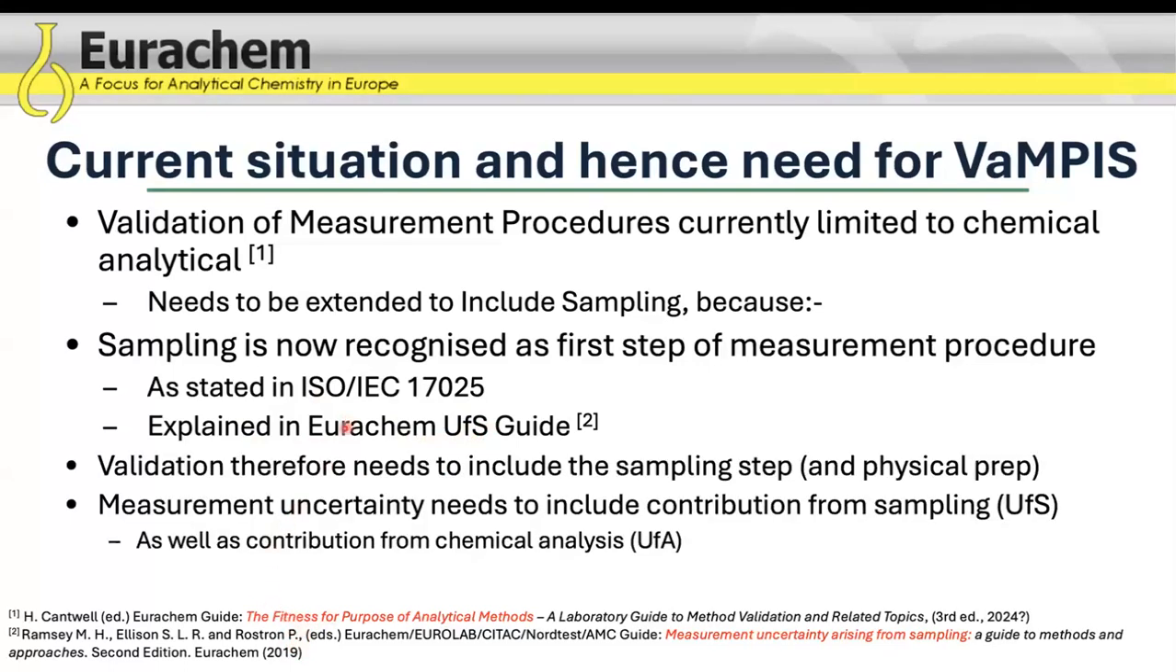So because of that, the validation needs to be extended to include the sampling procedure and some of the physical sample preparations that can happen between the sampling and the lab. The measurement uncertainty, the key metric at the end of a measurement, has to include also this contribution from the sampling, that's shortened UFS, uncertainty from sampling, as well as the contribution traditionally put in, which is from the chemical analysis, which I'm calling UFA here.